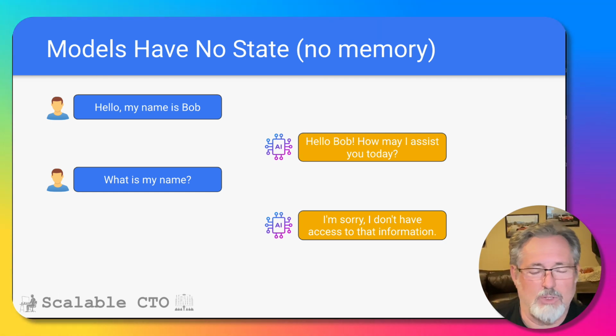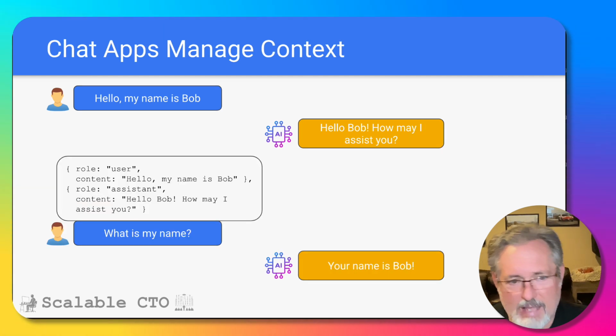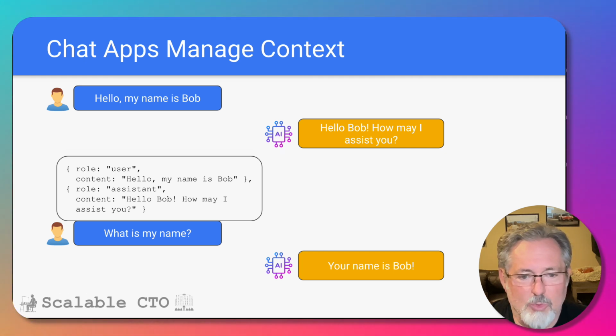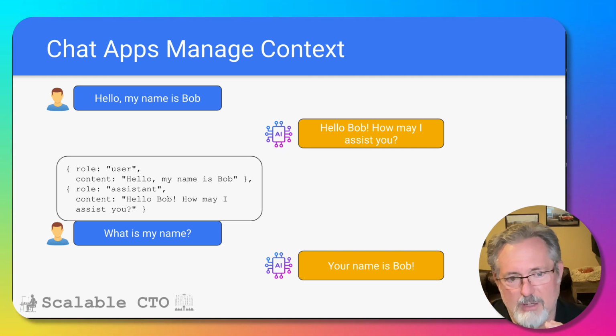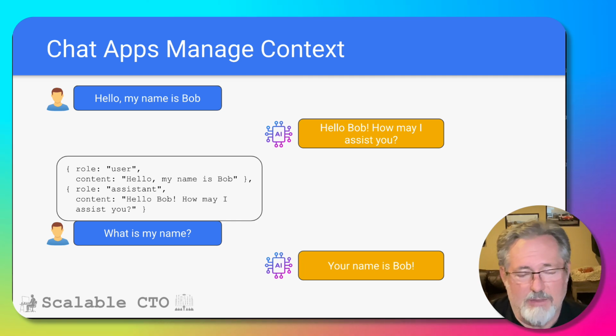So you're saying, well, how does ChatGPT work? How do these other things work? Well, the way that actual chat apps work is that you send that first message, and it responds. Then when you send the second message, what is my name? Along with that, you send the previous messages that you've sent. We're going to call that context. Everything that you said and it replied before gets packaged up. So you can imagine how this is going to grow over time.